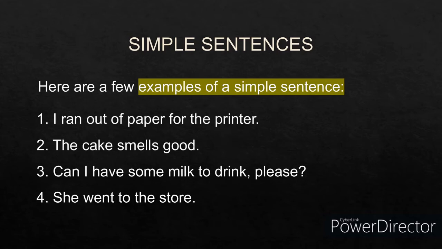The cake smells good. The cake is the subject, smells is the verb, and it expresses a complete thought, and there is only one clause, an independent clause. Can I have some milk to drink, please? So, I is the subject, drink is the verb, and it makes complete sense.